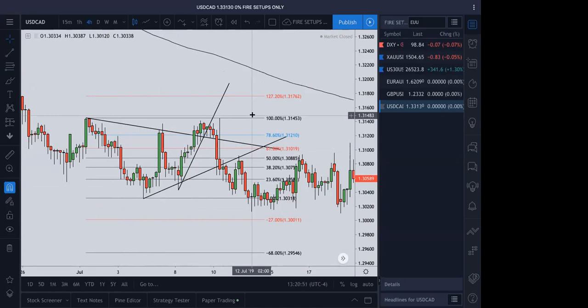After what do you need to wait? We need to wait for the break back to the downside of the counter trend line. I mean, so right here, we had a top of the 78.60. And then it went down.